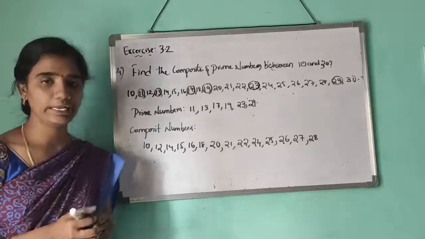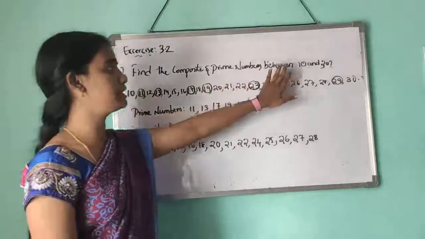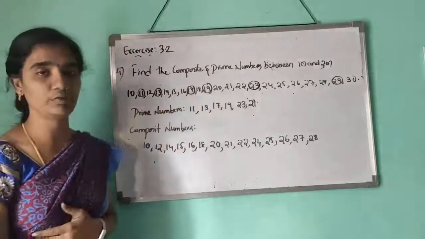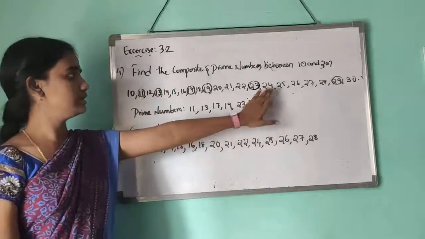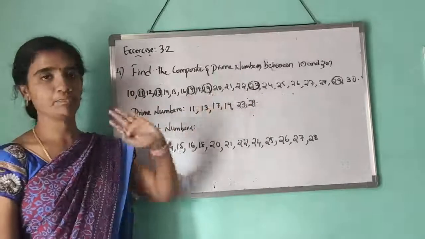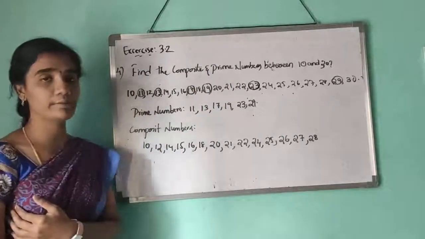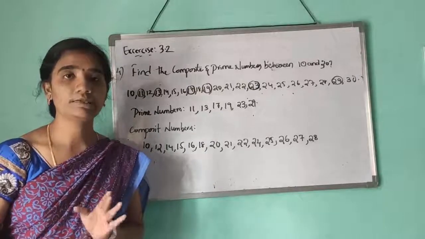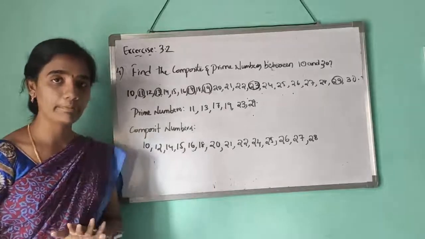I will explain clearly one more time. Find the composite and prime numbers between 10 and 30. Between 10 and 30 means we write the numbers from 10 to 30 here: 10, 11, 12, up to 30. In these numbers, first we have to find the prime numbers. What is a prime number? A prime number is not divisible by any table. It is called a prime number.